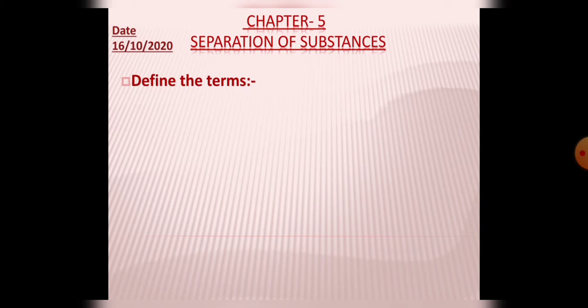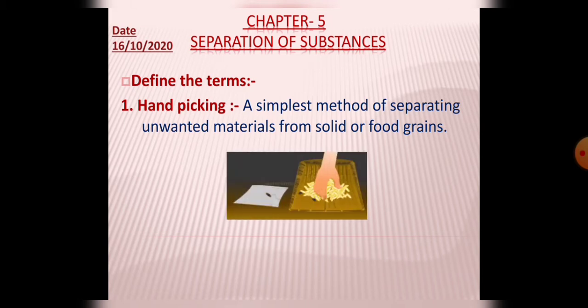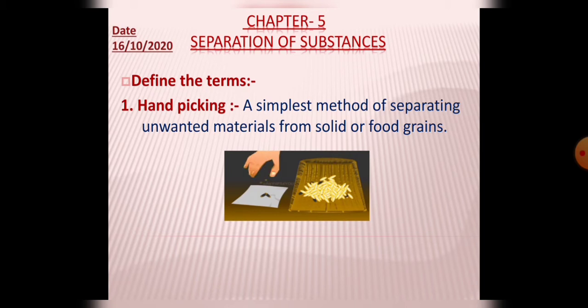First point is handpicking, the simplest method of separating unwanted materials from solid or food grains. Students, as you can see here, unwanted substances from rice are getting separated by hands, and that's why this method is known as handpicking. Now these unwanted materials can be of different size, different shape, or different colors. Even these can be small insects also, which are usually separated by hands.